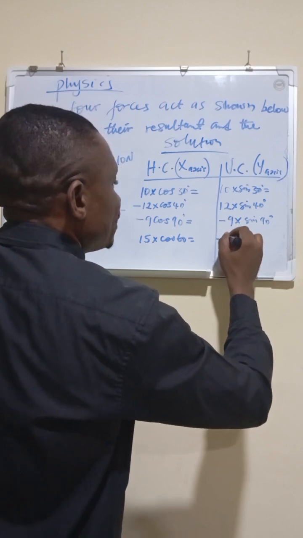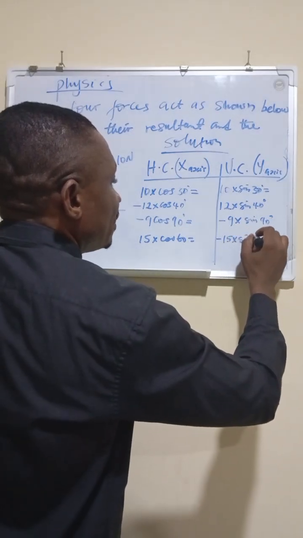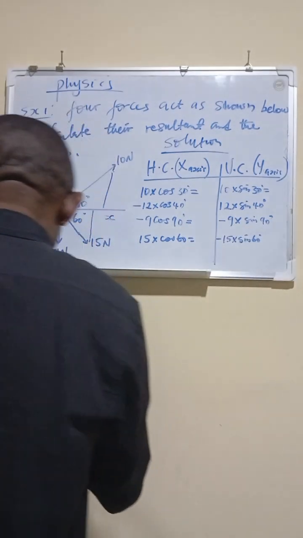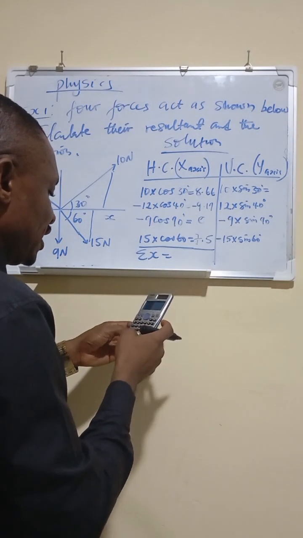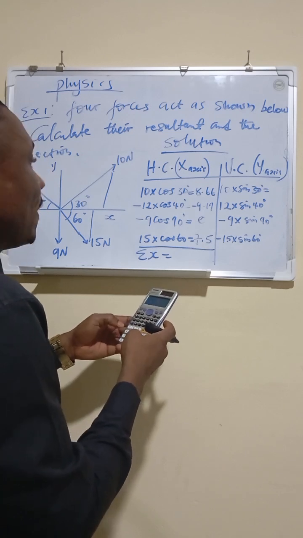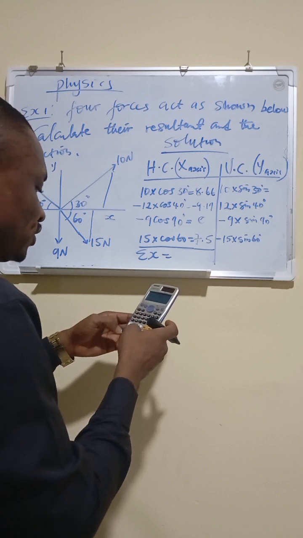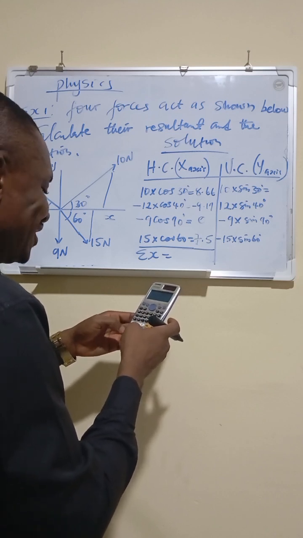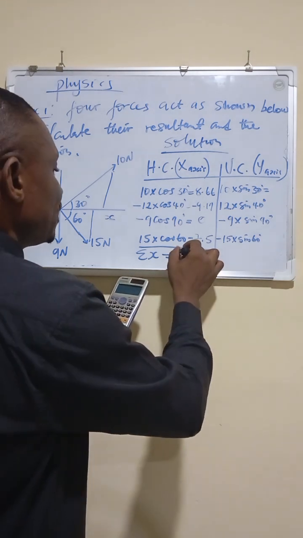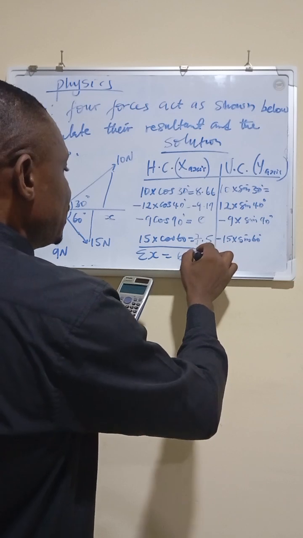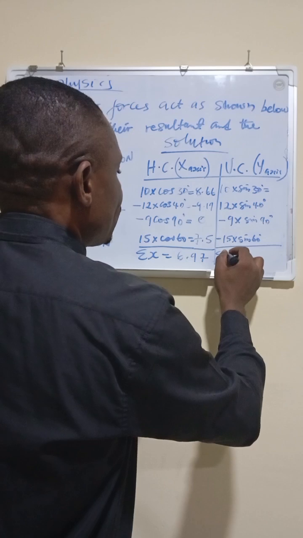Minus 15 times sine 60 degrees. So now let's find out what they add up to. You will now say 8.66 minus 9.19 plus 0 plus 7.5. We will now have it as 6.97.